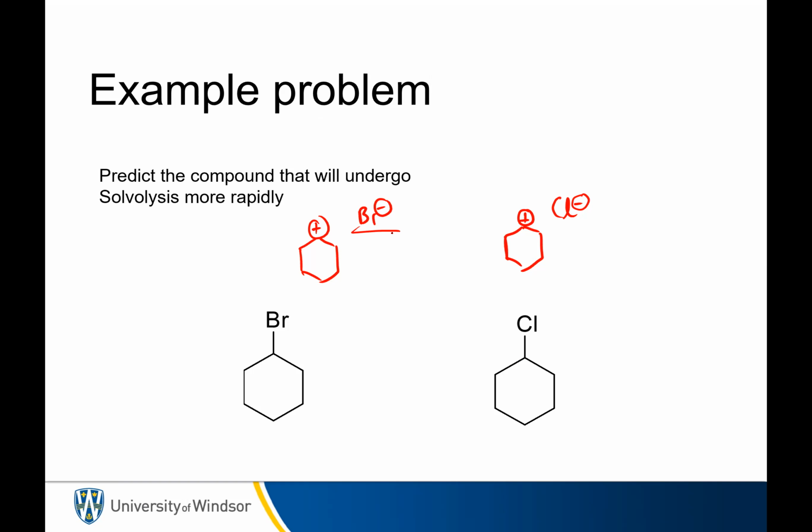And yeah, it is bromine. Br minus is more stable; as you go down a column, you stabilize negative charges better. And so bromine, although less electronegative than chlorine, stabilizes the negative charge better than chlorine because it's bigger.